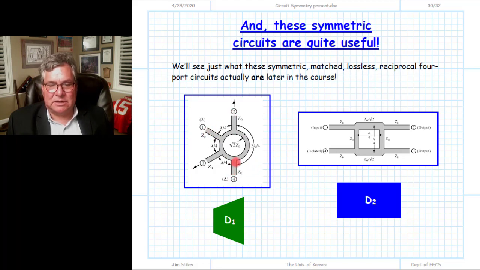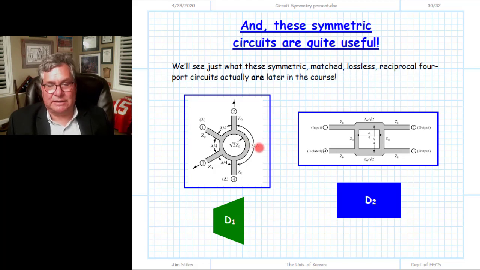If we look at this, we notice there's one plane of bilateral symmetry right through there. And so this is the same symmetry as that of an isosceles trapezoid. And we know the resulting scattering matrix, if it's matched, lossless and reciprocal, will be that of the anti-symmetric solution. And in fact, it is.